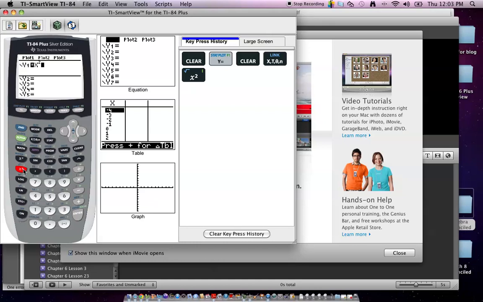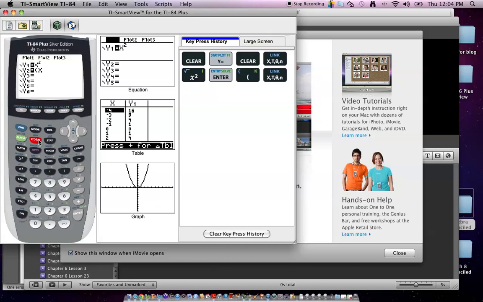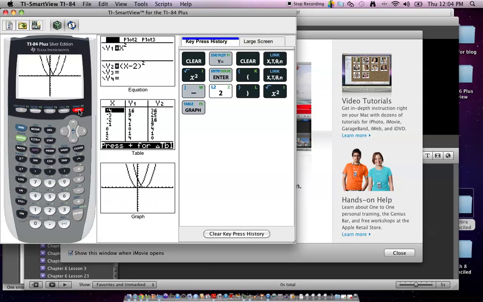Yeah. Okay, so now I'm gonna go to y2. Down. All right, enter. There we go. Now I'm gonna hit, in parentheses, x minus 2, parentheses, squared. And let's just do those two for now. Let's not do the third one yet. Hit graph. If you are not getting a nice view on your graph, you could hit zoom 6. Zoom 6 always puts it back to the home screen, if you will, the 10 in each direction.